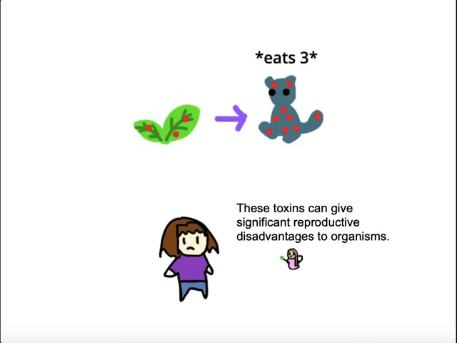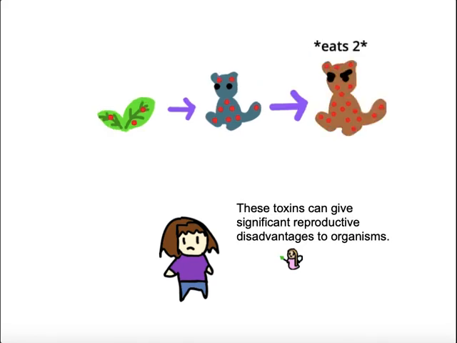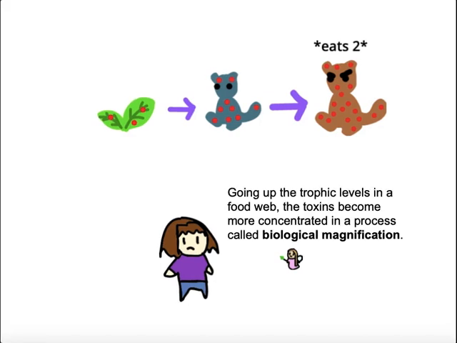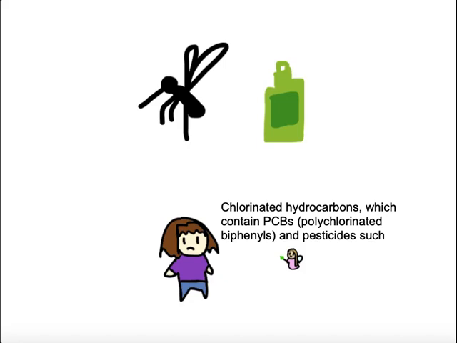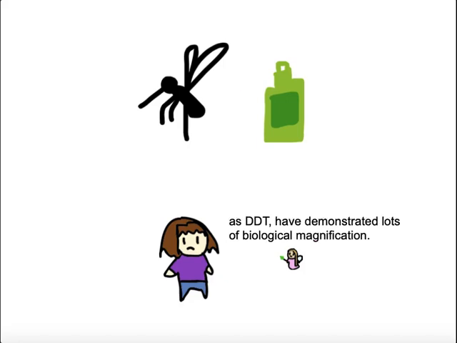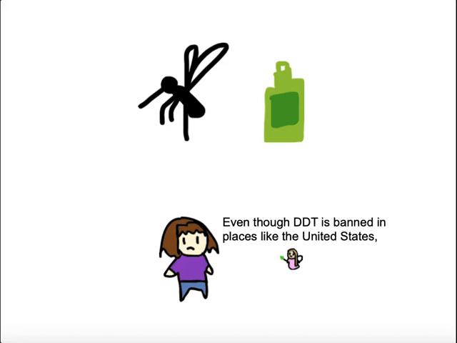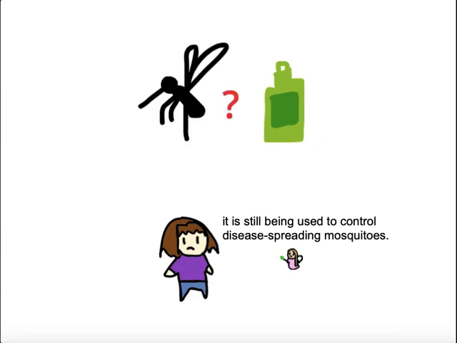These toxins can give significant reproductive disadvantages to organisms. Going up the trophic levels in a food web, the toxins become more concentrated in a process called biological magnification. Chlorinated hydrocarbons, which contain PCBs and pesticides such as DDT, have demonstrated lots of biological magnification. Even though DDT is banned in places like the United States, it is still being used to control disease-spreading mosquitoes.